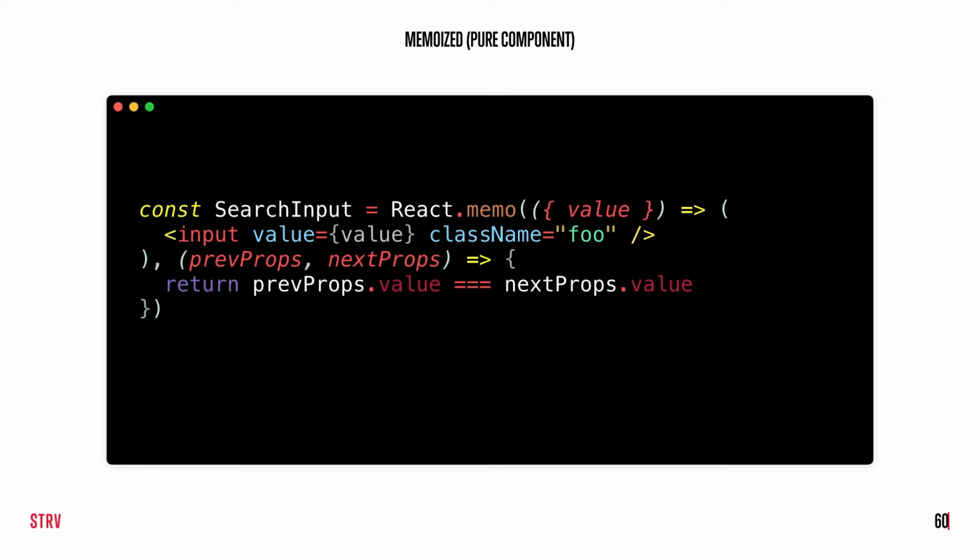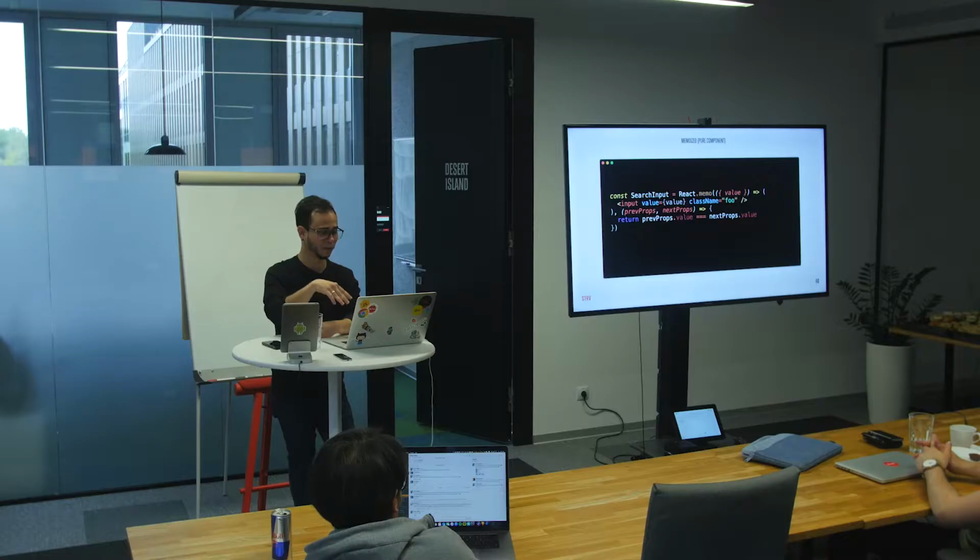You can pass a second function, and in this second function you're going to check the values, but it's going to be the opposite of should component update. It doesn't mean should component update. It's more like, is it equal? So if the return of this is equal, then it won't render. If it returns true, it won't render. It's completely the opposite of should component update. Just be aware of that, or you might go crazy.